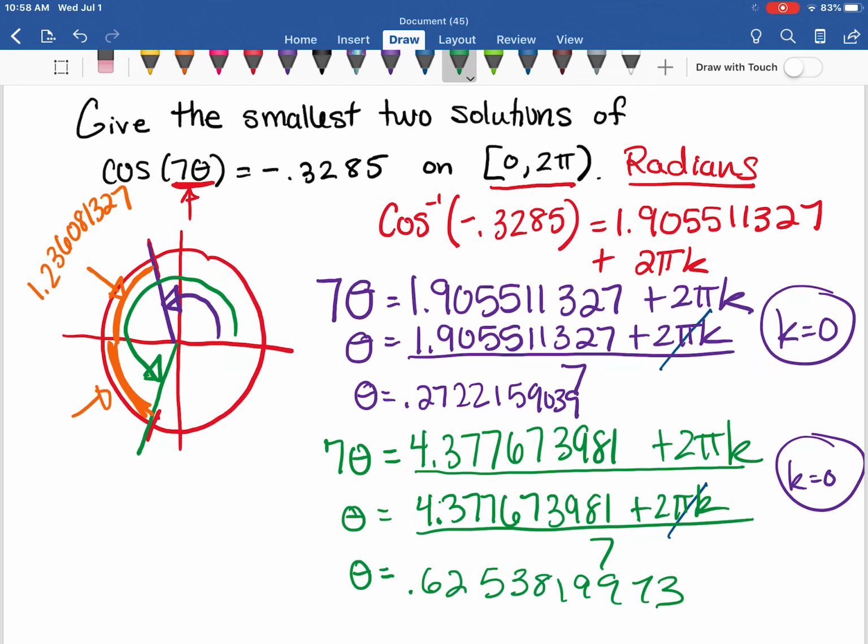So you just have to read the question to see how the question would like you to round it. Now if it said all solutions, you would want to make sure that you leave that 2 pi k in there so that you consider every multiple of 2 pi k. However, since it's asking for the smallest two solutions, we want k to be 0, so that we're just looking at the first rotation and we're not adding or subtracting any multiples to that angle.